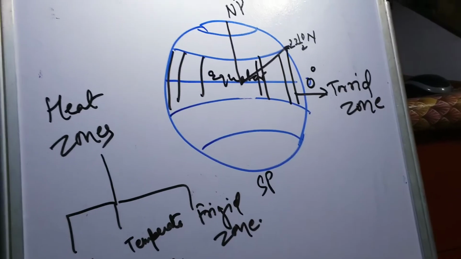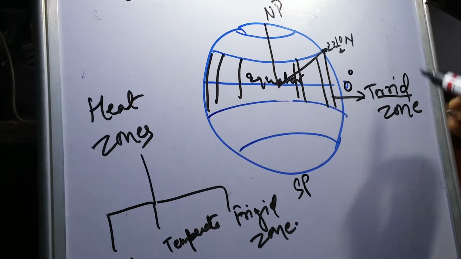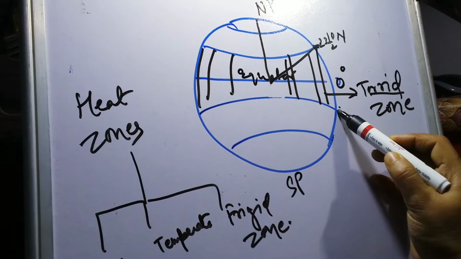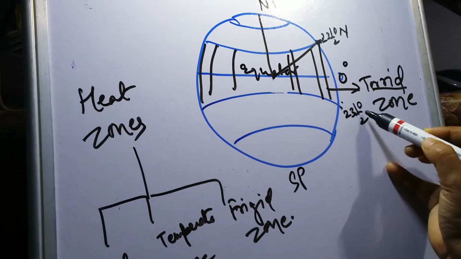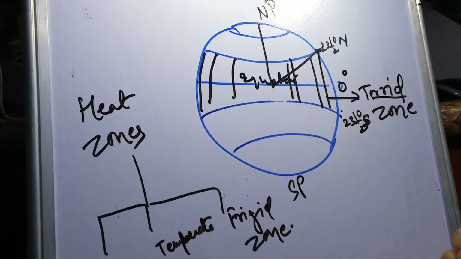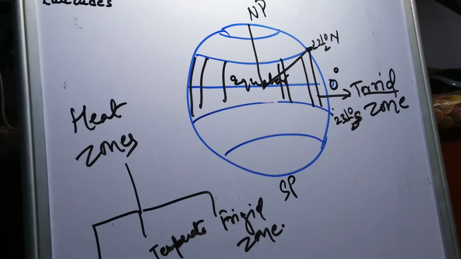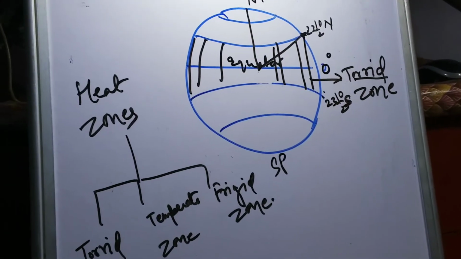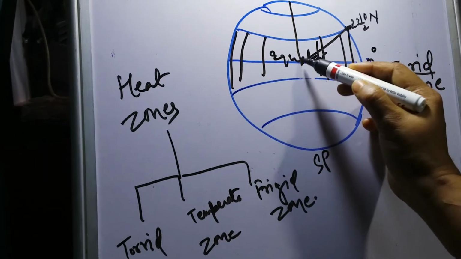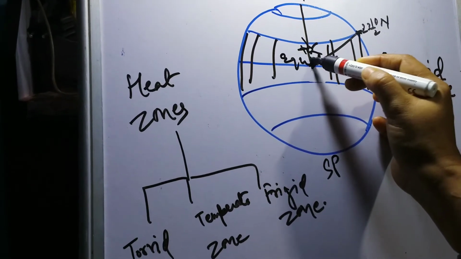So which area marks the limit of the torrid zone? It lies between Tropic of Cancer and Tropic of Capricorn. Degree same, only the direction, only the hemisphere changes. This is the northern hemisphere, this is the southern hemisphere. This is your torrid zone. Now what type of climate is here? It is very hot. Why is it very hot? Because the sun is overhead to the equator.